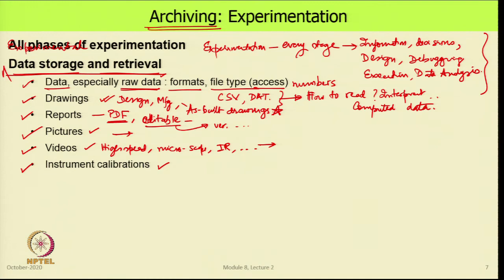So, pretty quickly we see that in an experiment we are generating lots and lots of data. And if you are taking videos, high speed videos or infrared pictures, and that too high definition pictures, very quickly you would run into tens and hundreds of GBs of data per experiment. And this becomes a real challenge of how to store it and then how to use it.